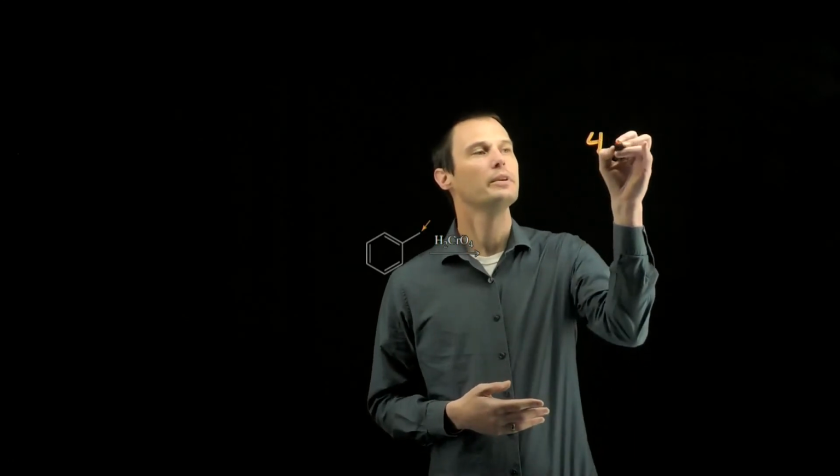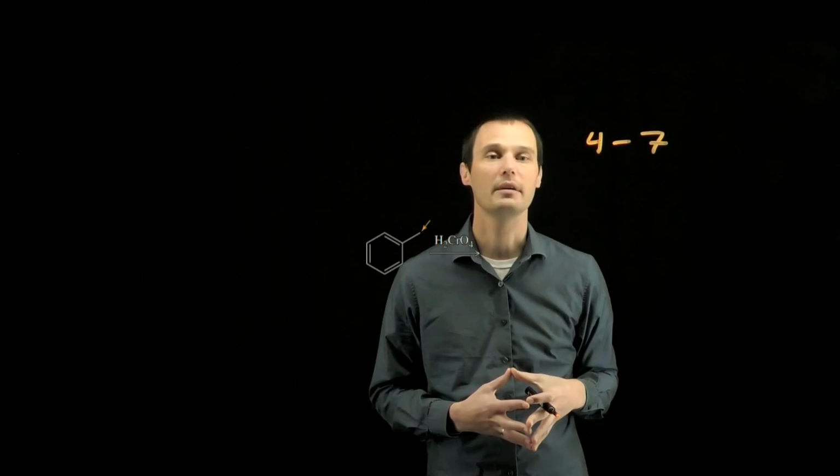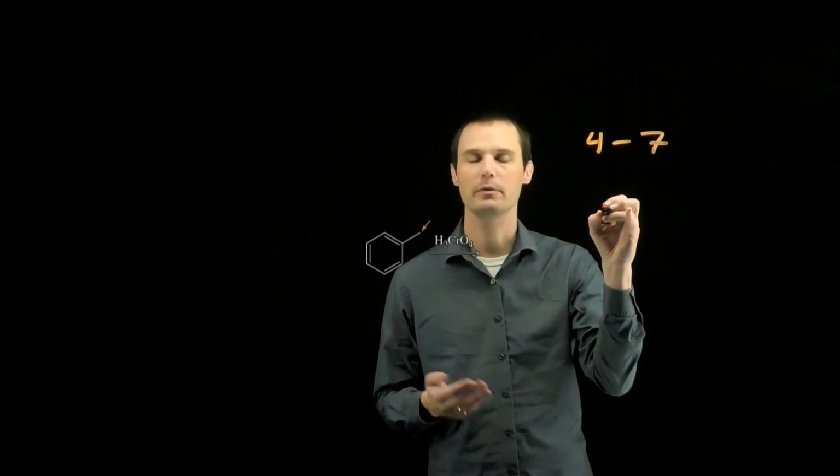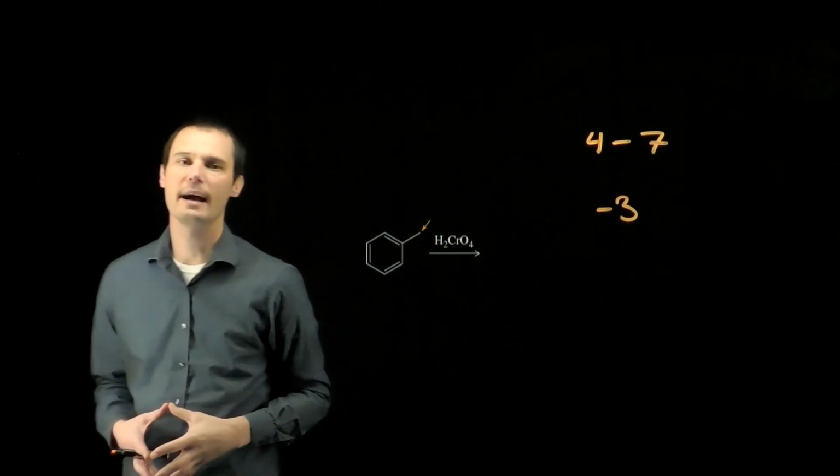So we take 4 valence shell electrons minus 7 electrons it owns for the purposes of oxidation number, and that means the oxidation number for this carbon is -3. This carbon is at the -3 oxidation state.